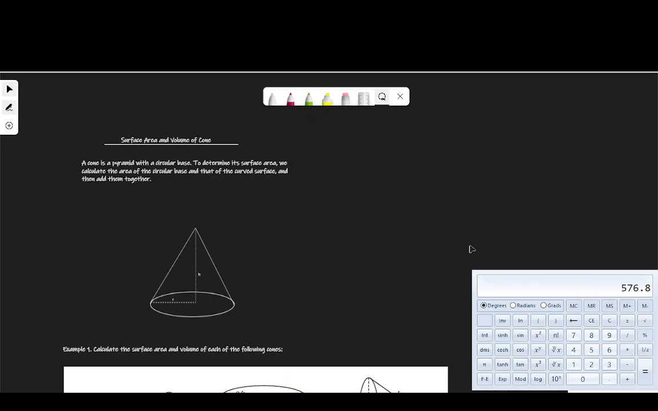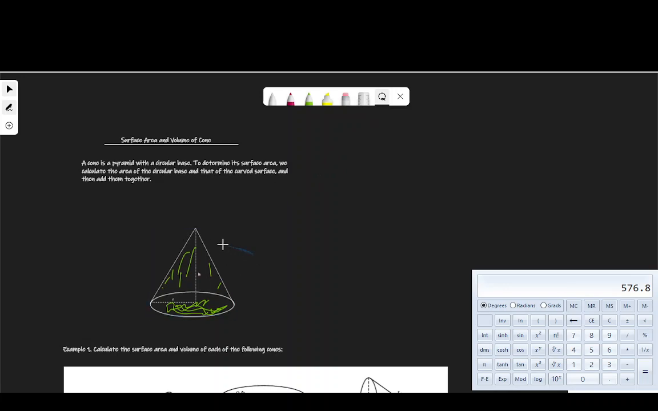Now, the surface area of a cone is obtained by calculating the area of the circular base. This circle right here, calculate the area of the circular base. Then we also calculate the area of this curved surface, this cross section here. Add the two together to get the surface area of a cone.